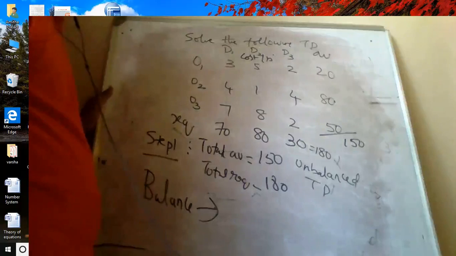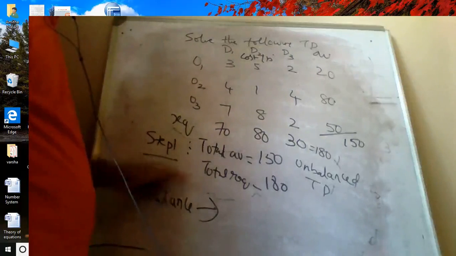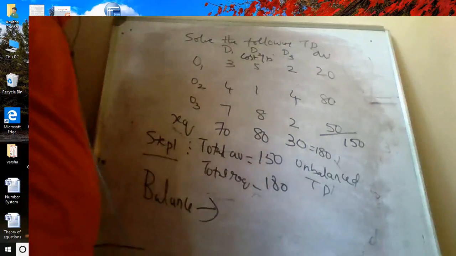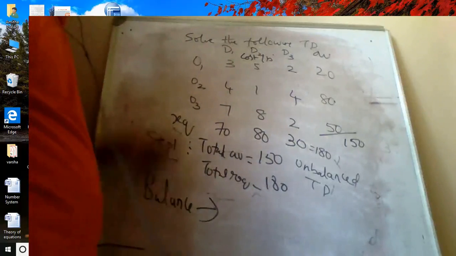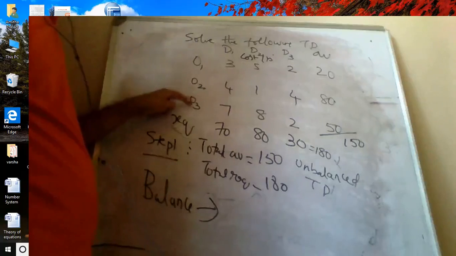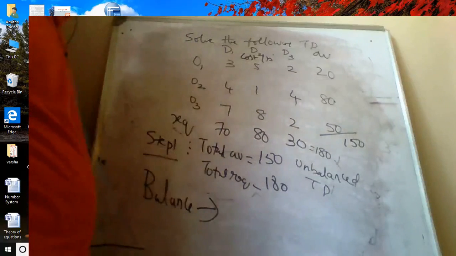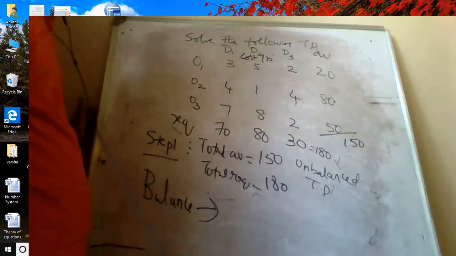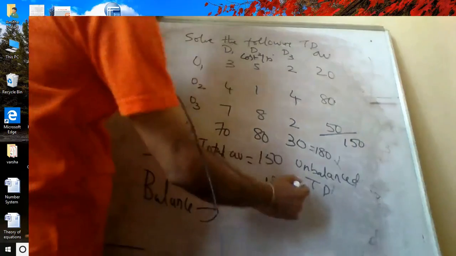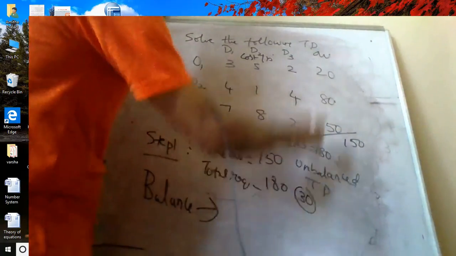You can observe requirement is more. So therefore, you add one dummy origin with all values 0 and the balance 30 you put. So it becomes balanced. So I'll balance it.